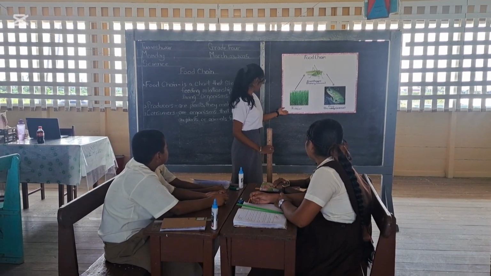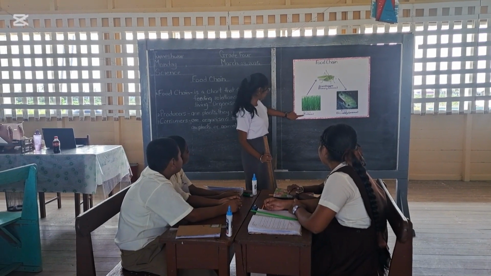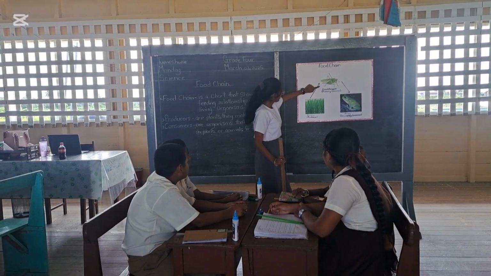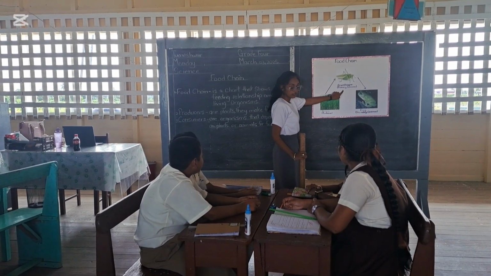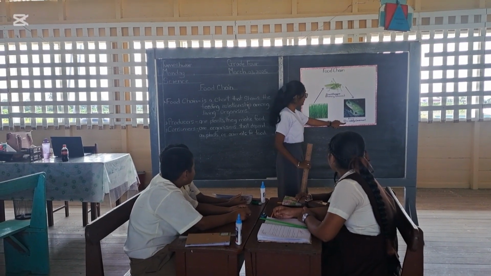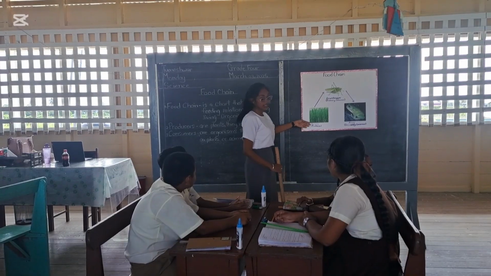So what is this? Anybody know what's this word? Grass. It is also known as the Producer. Then we have the Grasshopper, also known as Primary consumer. Then we have a Frog, also known as Secondary consumer. So here is an example of a simple food chain.